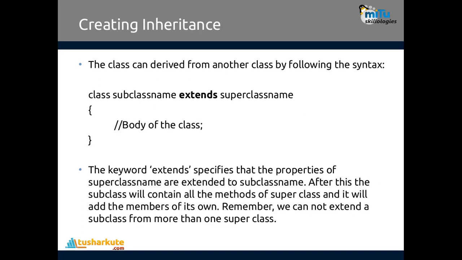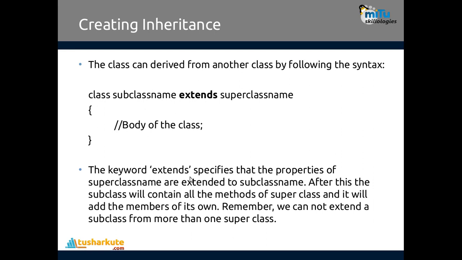Let's see how to create inheritance in Java. We are introducing a new keyword, extends. A class can be derived from another class with the following syntax: class subclass name extends superclass name. First we define the subclass, then extends, then the superclass. Whatever properties the superclass contains will all be inherited into the subclass. Along with that, it will contain its own properties also, its own methods as well as its own variables, and these can be used by creating the object of the subclass.